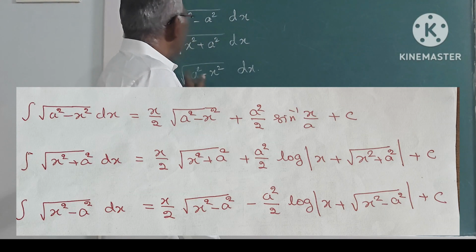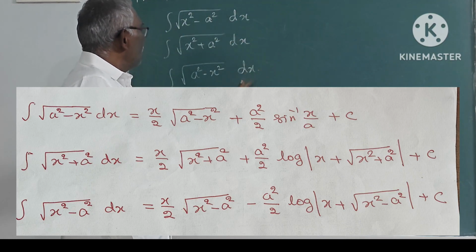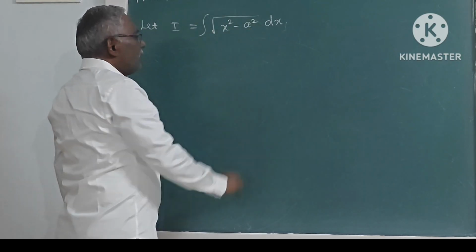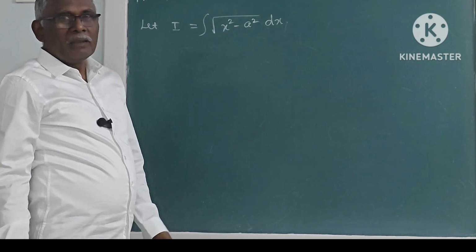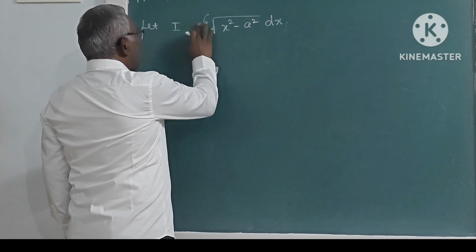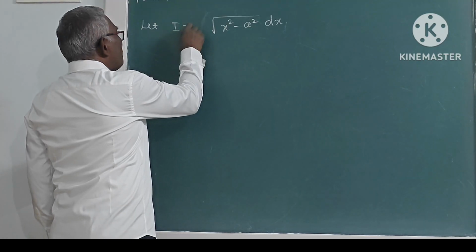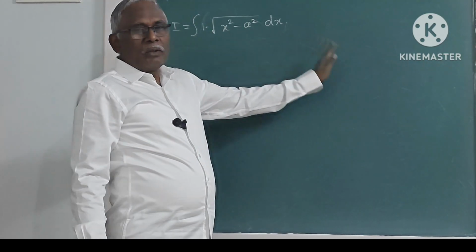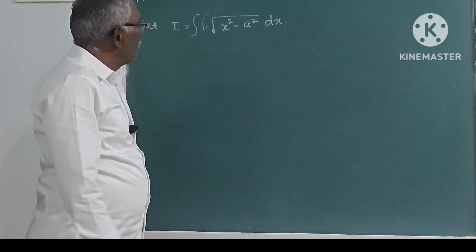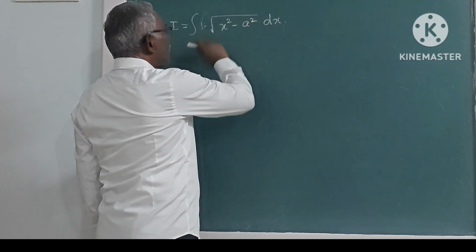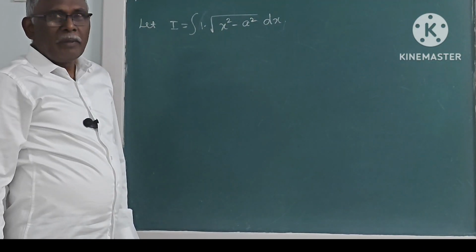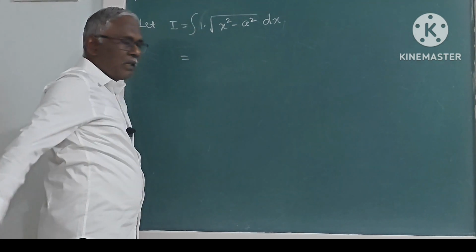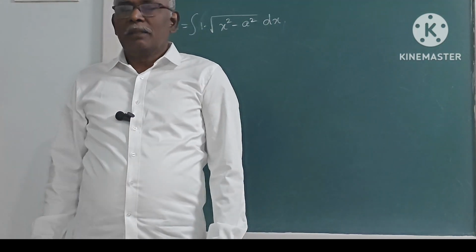Today let us derive the formula for the integrals of these types and solve some problems. We can integrate this by using integration by parts by taking the other function as 1. So we will write 1 into square root of x square minus a square dx. Since it is not possible to integrate square root of x square minus a square, we will integrate 1. If we integrate 1 with respect to x, what will come?